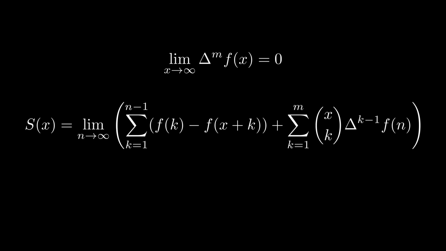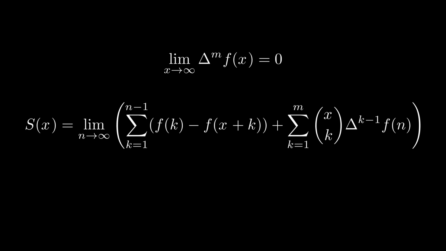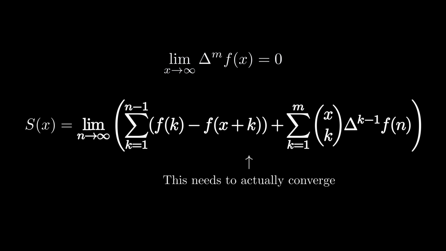Actually, this works perfectly well even for complex numbers too. But that sounds like something for another video. Well, I suppose it's not quite true to say that we can do this for any function. The function must have some forward difference which approaches 0, so it has to have a polynomial growth rate. And there's another hidden but obvious condition. The limit has to actually converge.